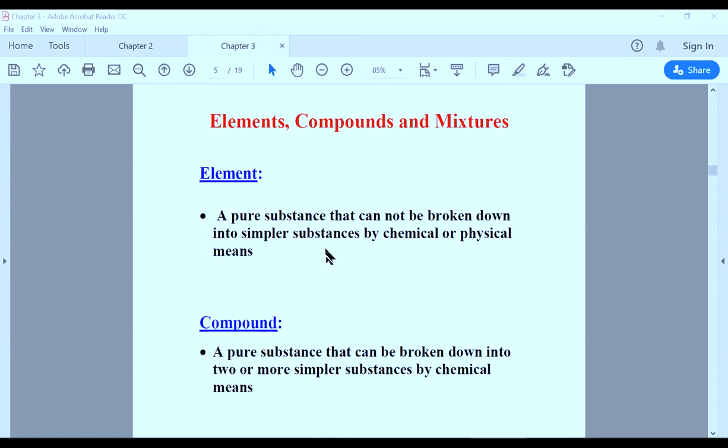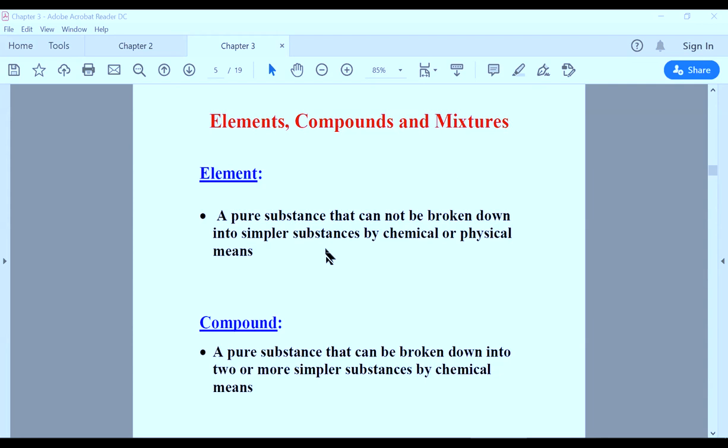When we talk about mixtures and compounds, we have elements. I'll never ask on a test, but an element is a pure substance that cannot be broken down into simpler substances by chemical or physical means. If you have a carbon atom or carbon or gold or silver, you can't break it down to anything smaller.